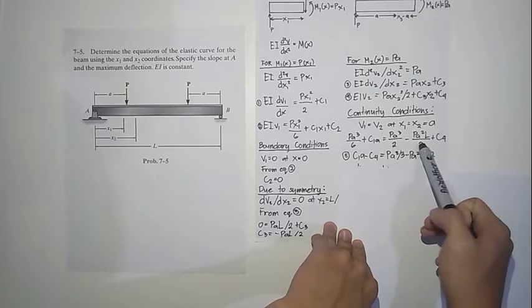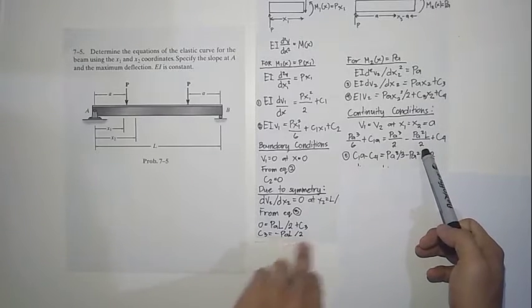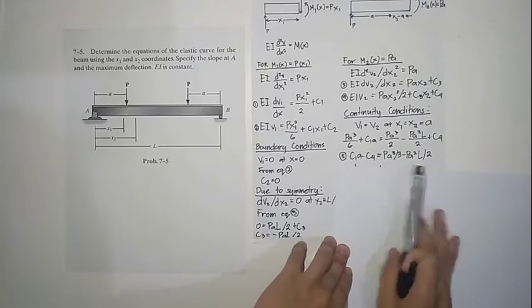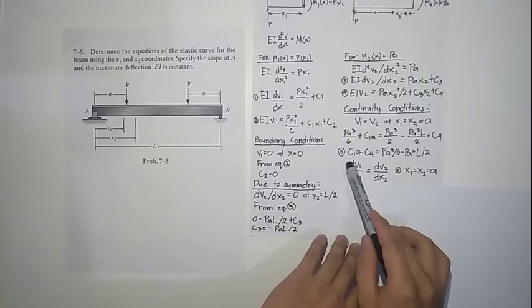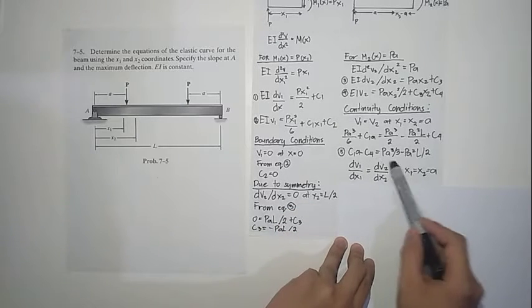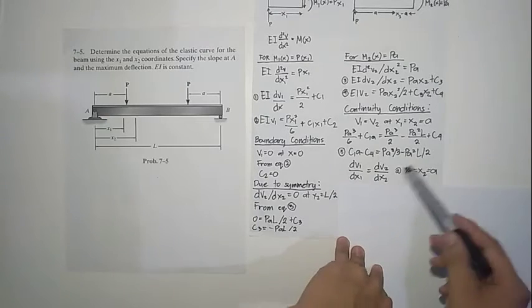Then, minus PA2L over 2. So, galing po siya dito. Plus C4. So, kuha na niya po. So, susunod po ay C1 minus C4 equals to PA3 over 3 minus PA2L all over 2.